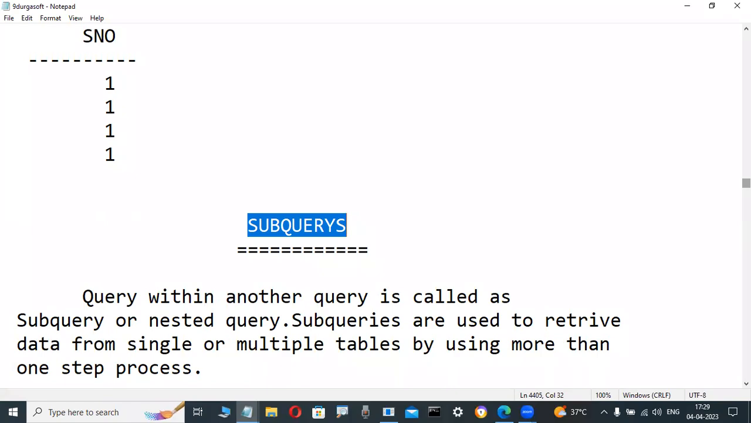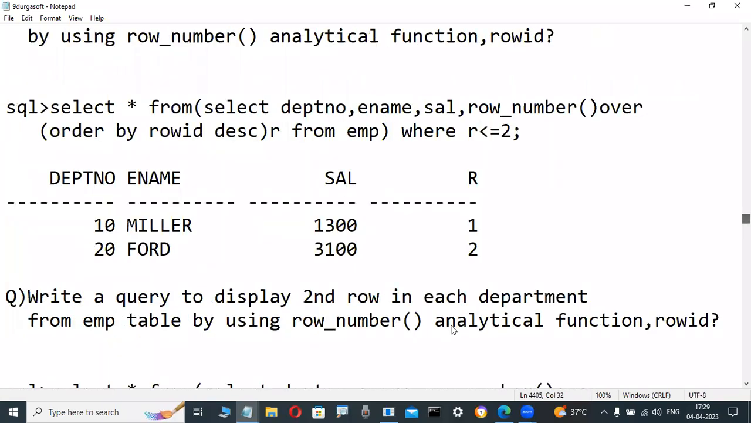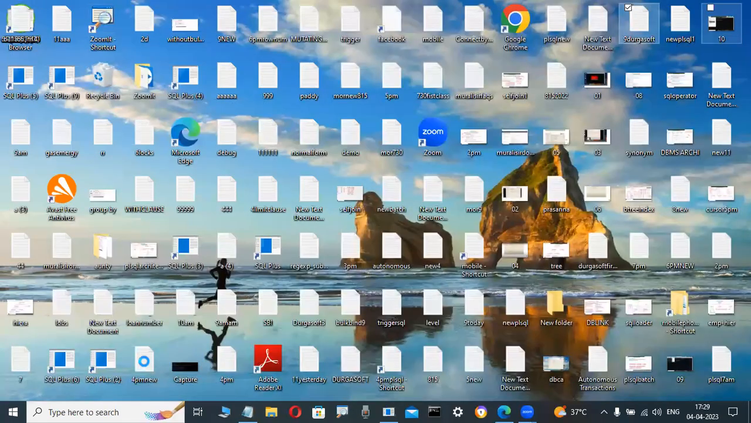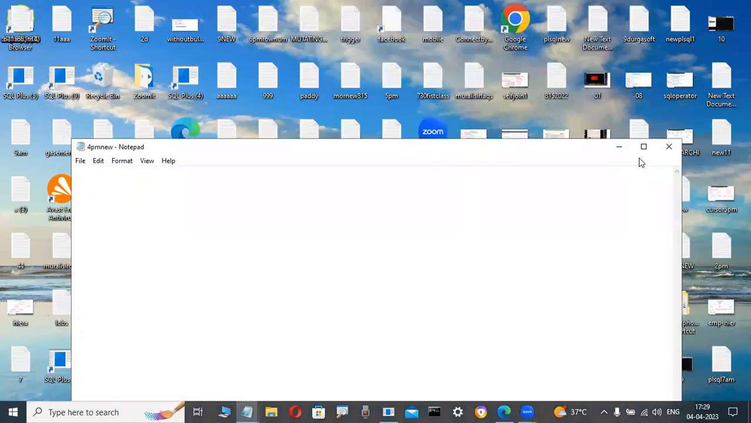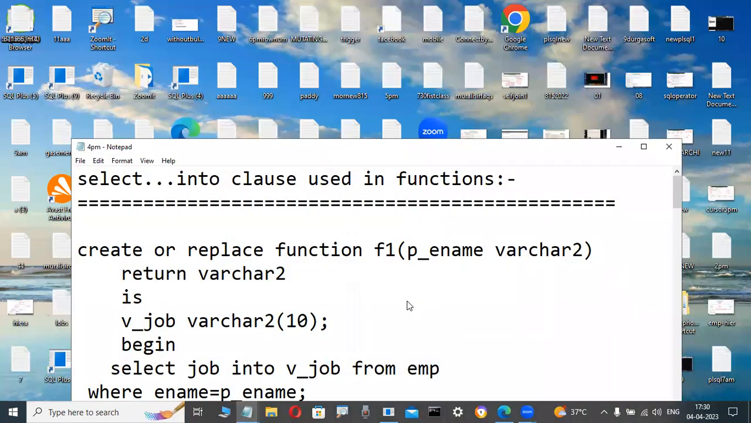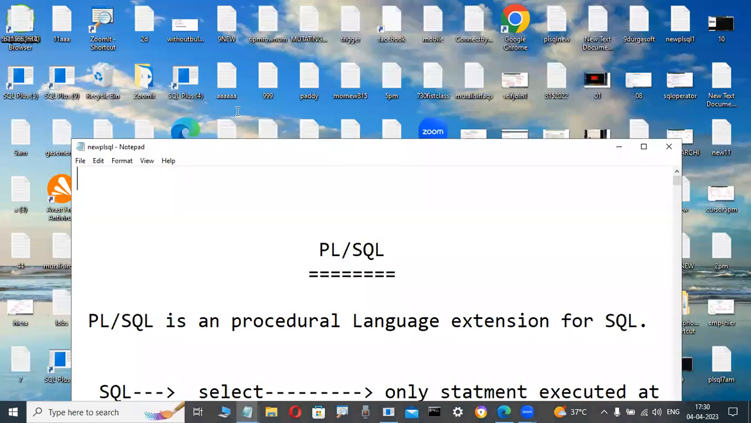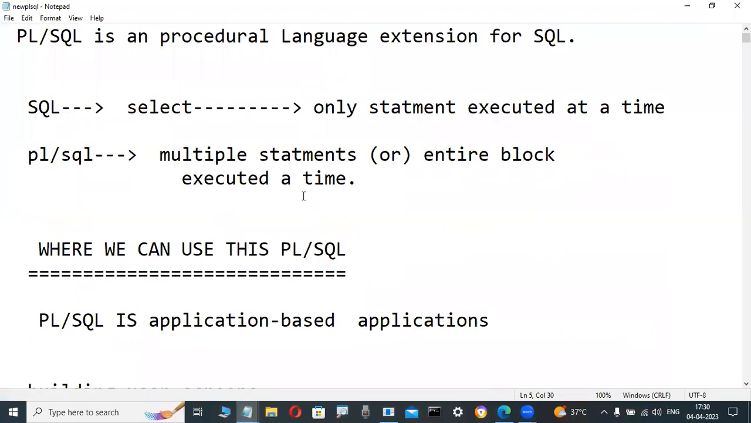Then there are many chapters: sequences, views, indexes, and so many other concepts. In the same way, PL/SQL is another concept. Observe PL/SQL here. There is a little bit of coding, but don't be afraid, just observe. This type of PL/SQL coding is not difficult, it is very easy.